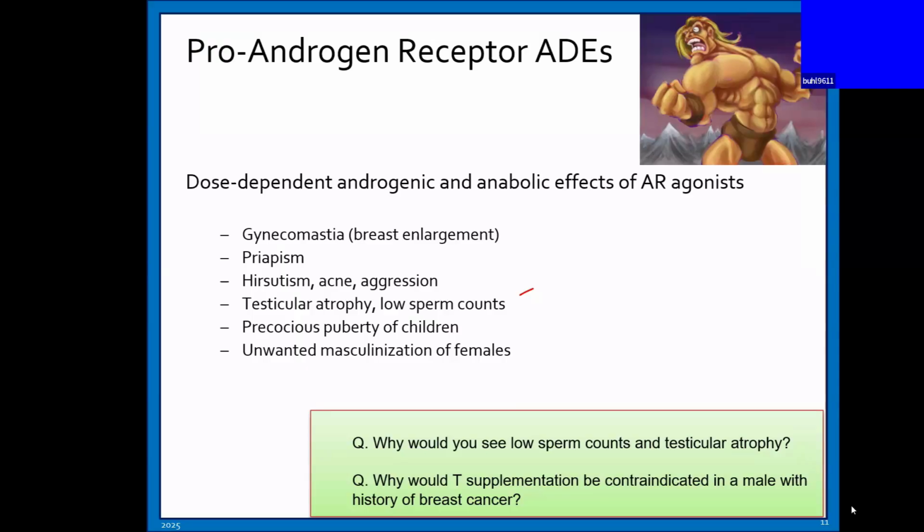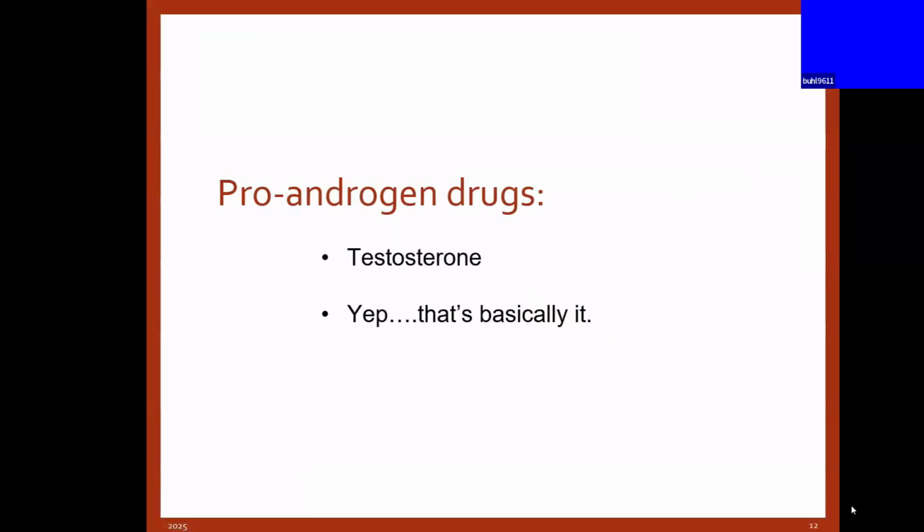Taking the tea, it can also increase your estrogen production. So tea supplementation would be contraindicated in a male with breast cancer because you'd be bringing that estrogen effect in. Okay, pro-androgen drugs, it's basically testosterone.